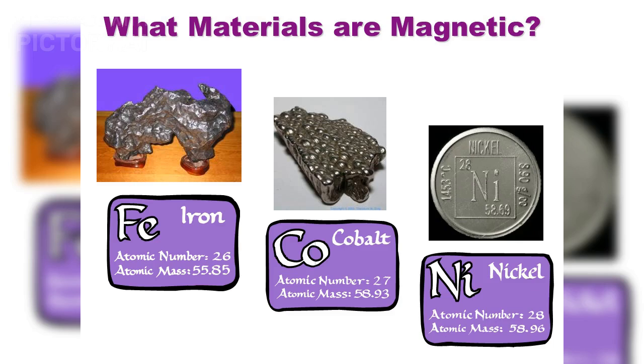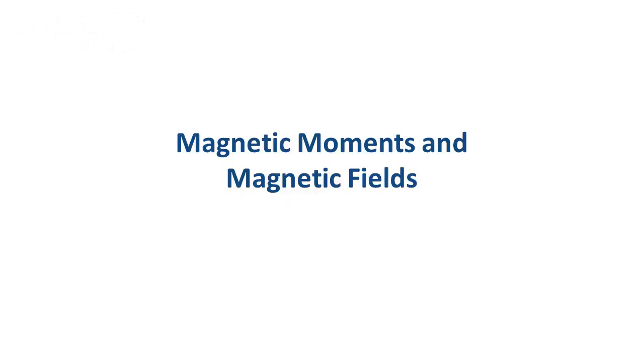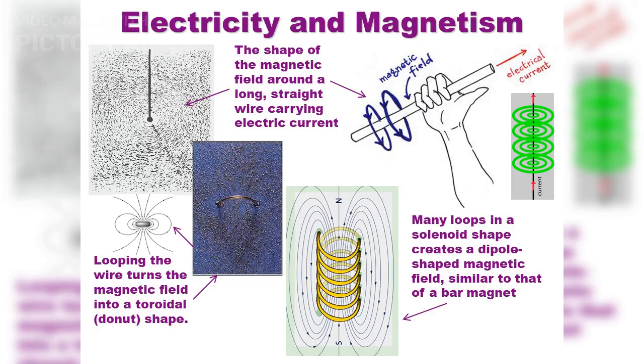Iron, cobalt, and nickel are common magnetic materials, each with unique atomic structures and properties. Magnetic moments and magnetic fields are fundamental concepts in understanding magnetism. Electricity and magnetism are closely related. The shape of the magnetic field around a current-carrying wire and solenoid demonstrates this relationship.